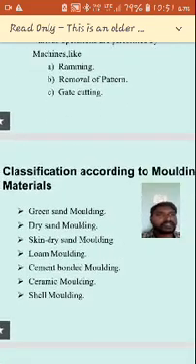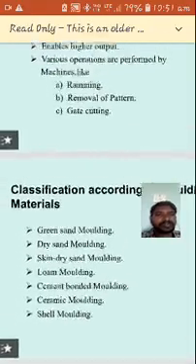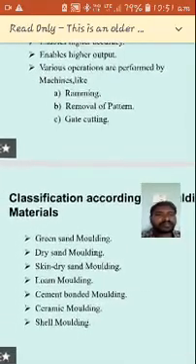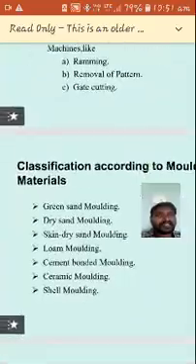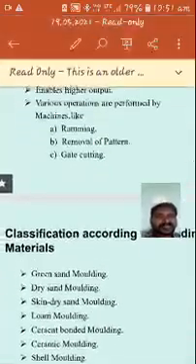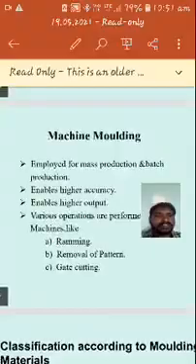Gate cutting also, you can cut the gate very accurately. If you do not cut it accurately, the molten metal poured from the sprue will not enter the mold cavity. So that is a problem. All these operations are performed by the machine, and it will be done exactly. So that is about machine molding.